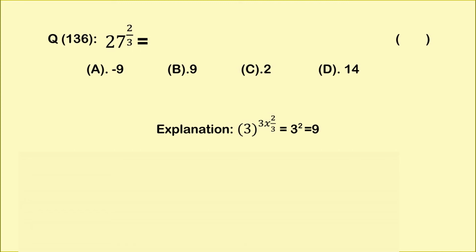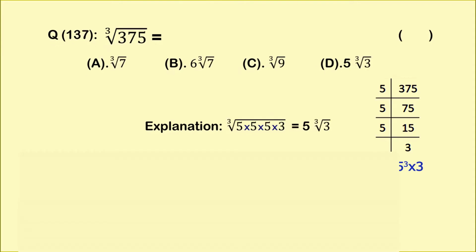So the right answer is B. Question number 137. Third root of 375. If you factorize 375, we will get 5 to the power of 3 into 3. So third root of 375 is equal to third root of 5 into 5 into 5 into 3. So here 3 5s are there. So one 5 comes outside and the remainder will be third root of 3. So 5 into third root of 3. So the right answer is D.